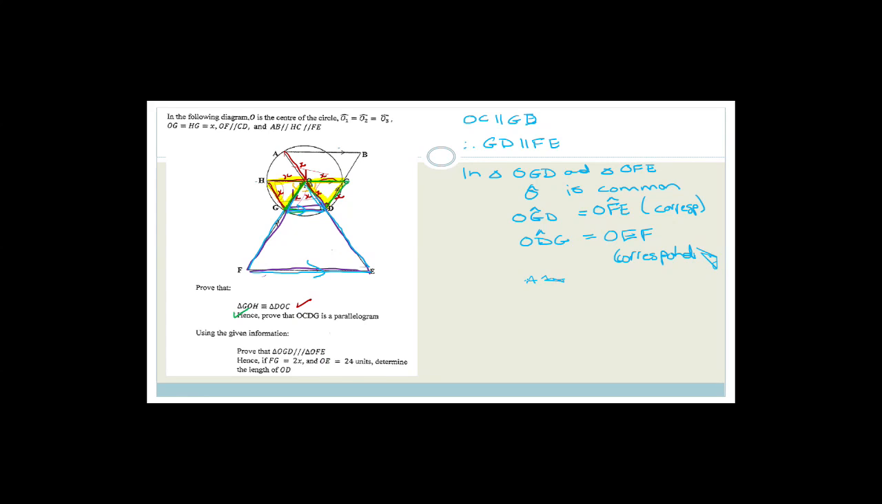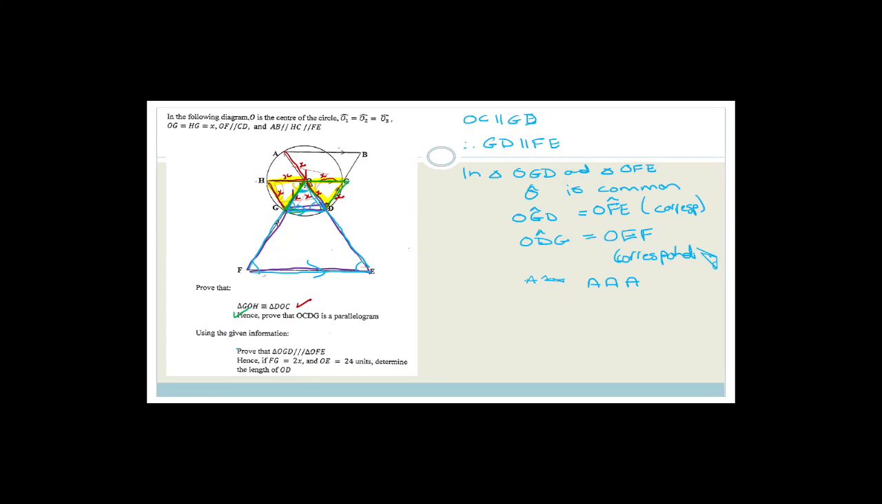So the reason would be angle. This angle is common, this angle is equal to this angle, and that angle is equal to that angle.